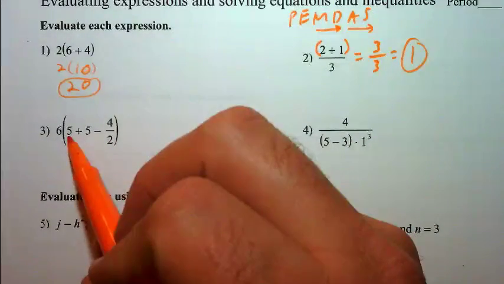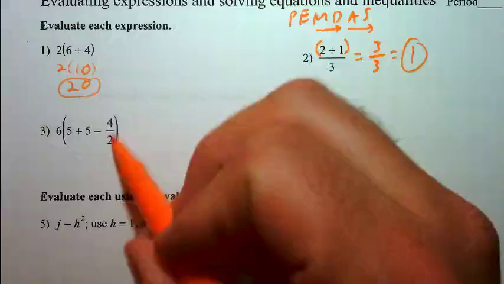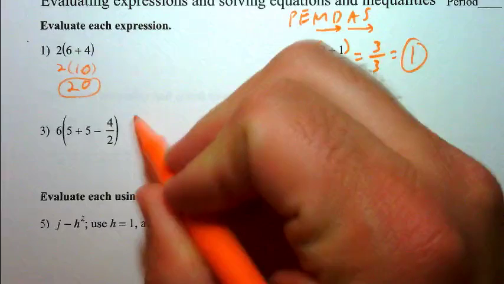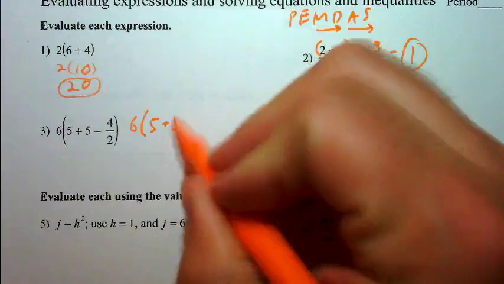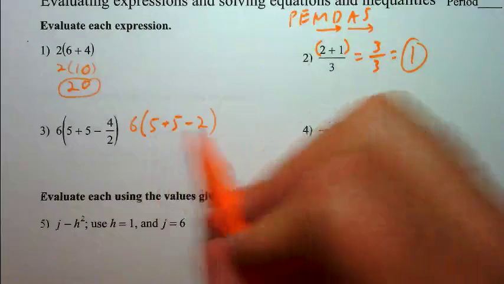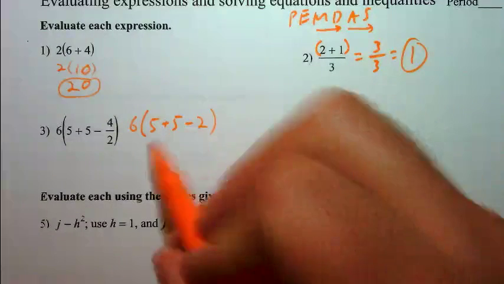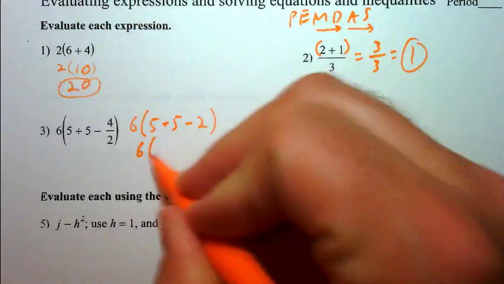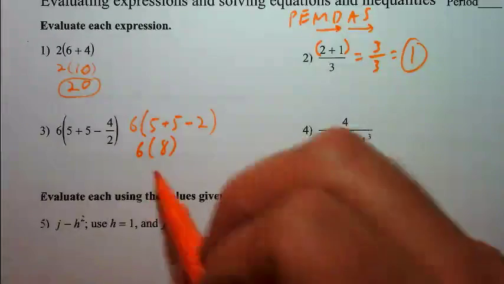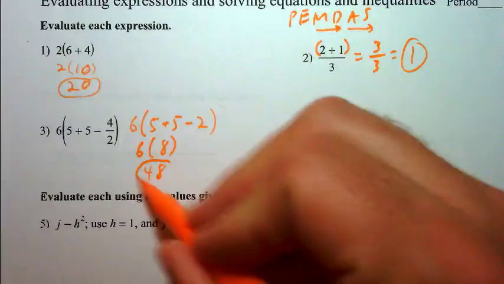Number 3, again, we can take care of everything in the parentheses first. Here we have our addition, we have subtraction, and we have division going on. So we could go ahead and simplify that part first, the division. So we can rewrite this as 6 times parentheses 5 plus 5 minus 4 divided by 2 is 2. So now addition, subtraction from left to right. 5 plus 5 is 10. 10 minus 2 is 8. So 6 times 8 is 48. And that's our final answer.